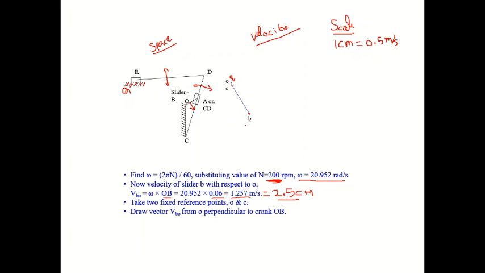And why have they mentioned B? Because this OA is connected to the slider B. That's why they have mentioned B. Okay, right.